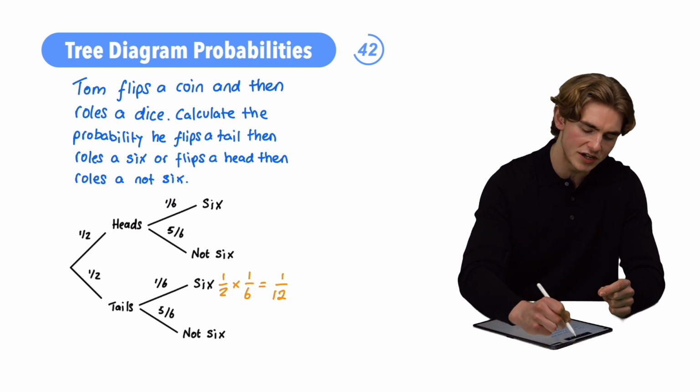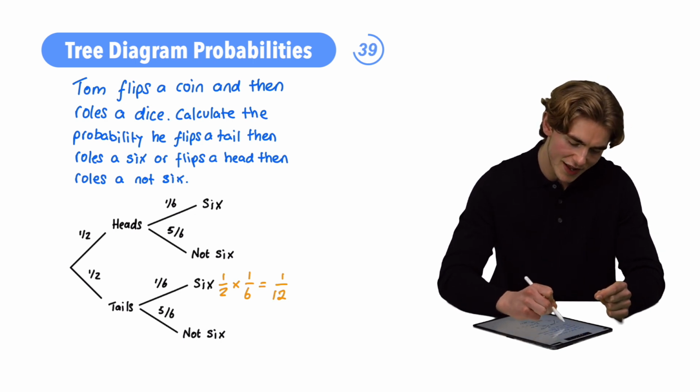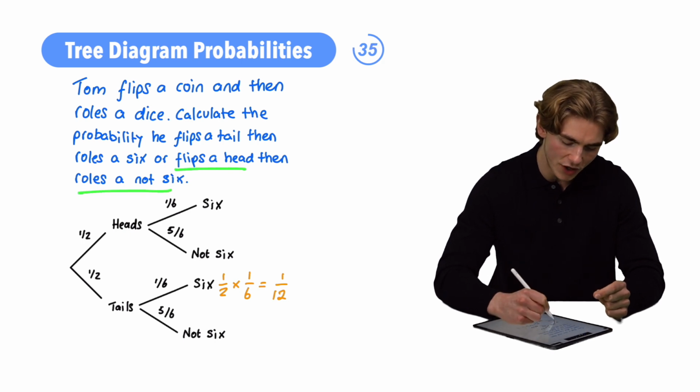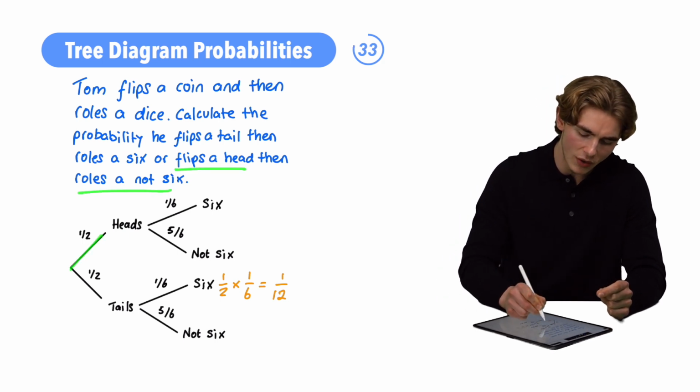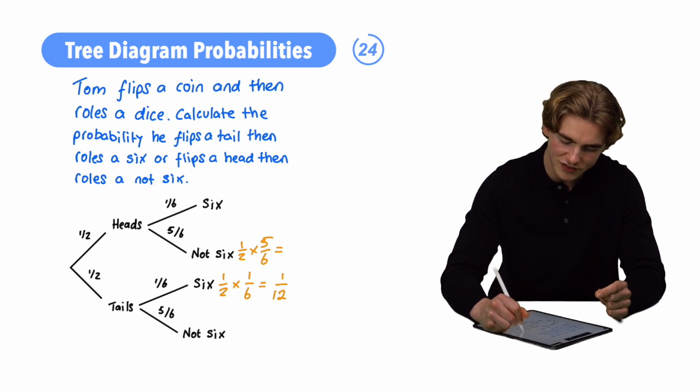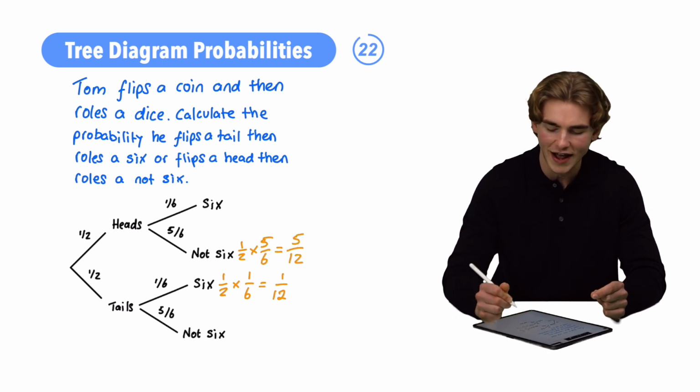Now, what about the second option, where, what does it say? Or flips a head, then rolls a not 6. So this time we're going to go down this section and then we're going to roll a not 6. So we're going to have a half times 5 over 6. Let's write that in. 1 over 2 times 5 over 6. 1 times 5 is 5. 2 times 6 is 12. So we're going to have 5 over 12.